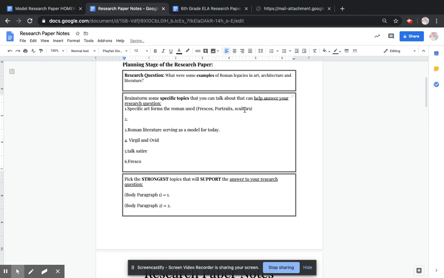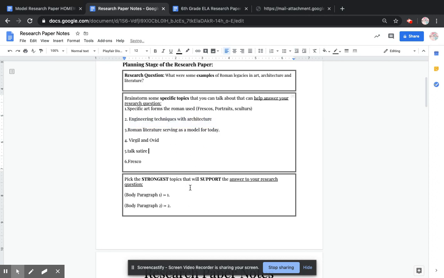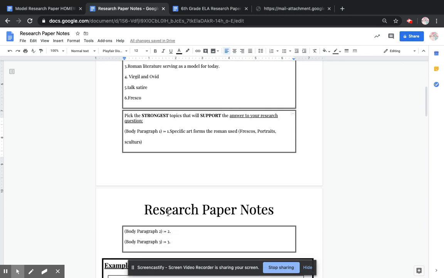So actually, I'm going to keep that there because it's good to see where I was. So I don't think I should do that. I do think I should do all three art forms. These are examples. I think I should do all three. So I'm going to go ahead and copy that and paste it right there because I want my first body paragraph to talk about that.